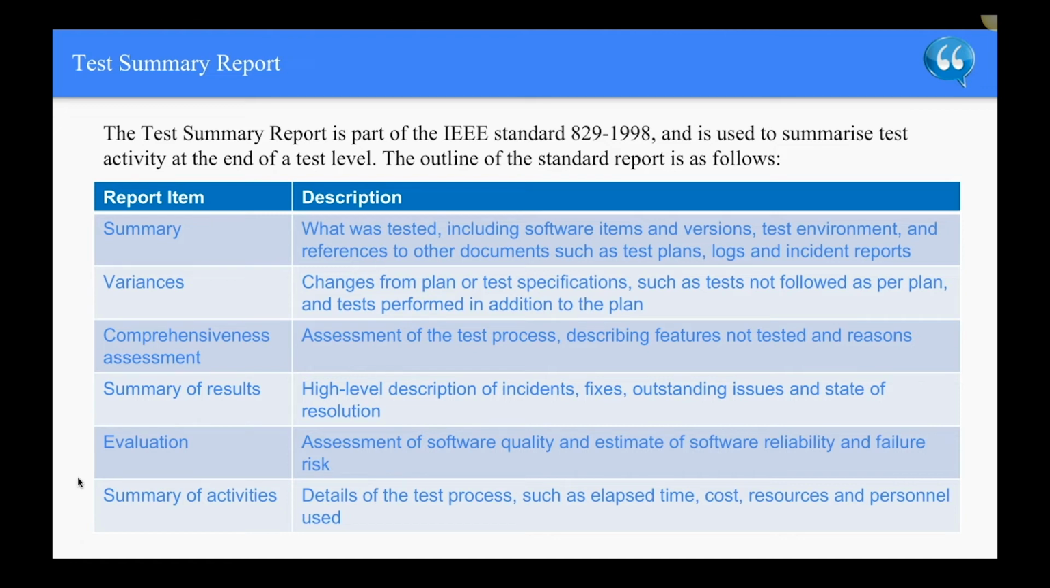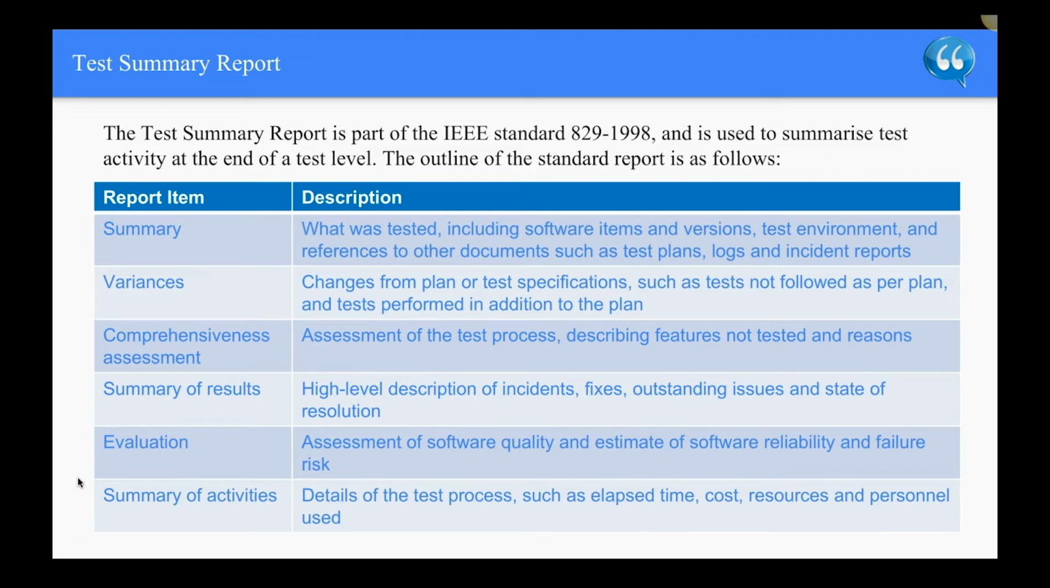So the report item, the summary, it's the what was tested. It includes software items and versions, test environment, and the references to other documents such as test plans, logs, and incident reports. So variances are the changes from the plan or test specifications, such as a test is not followed as per plan, and the tests performed in addition to the plan.